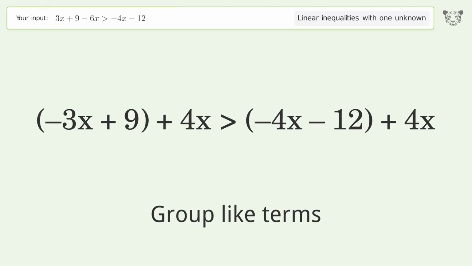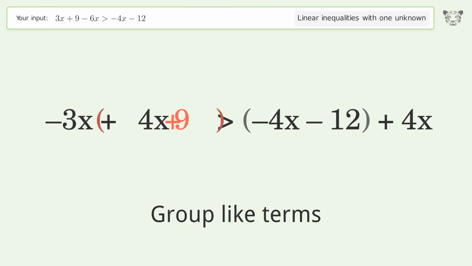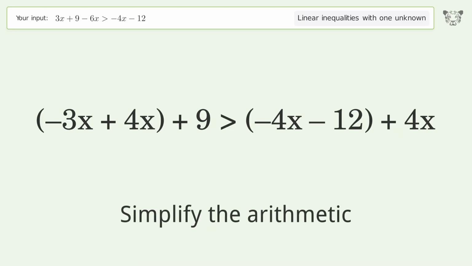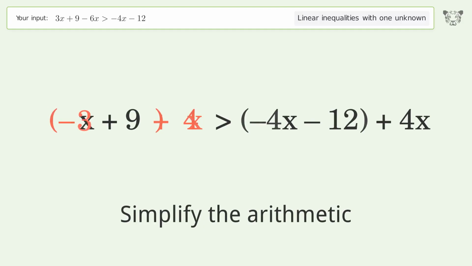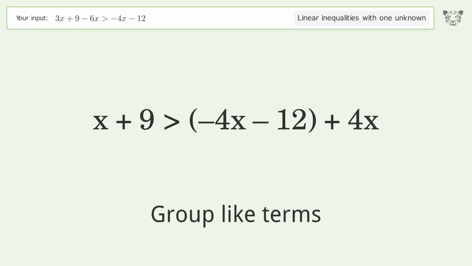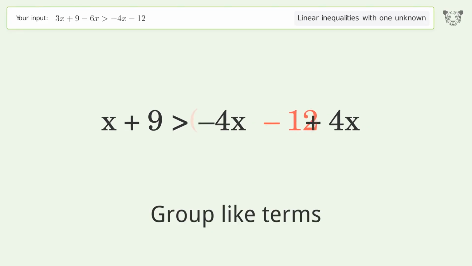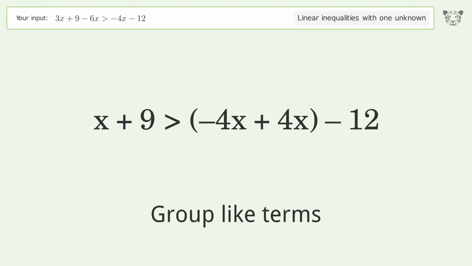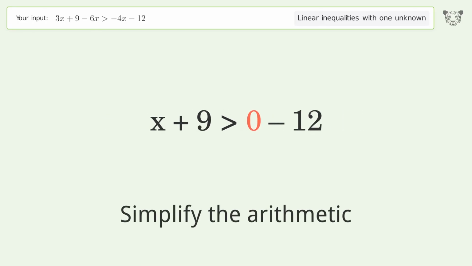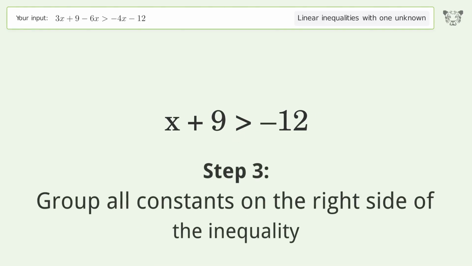Group like terms. Simplify the arithmetic. Group like terms. Simplify the arithmetic. Group all constants on the right side of the inequality.